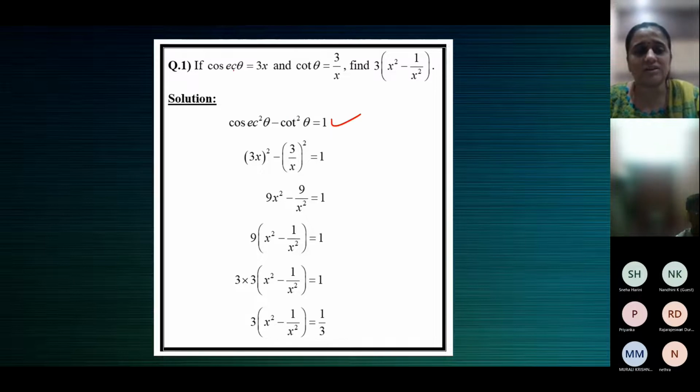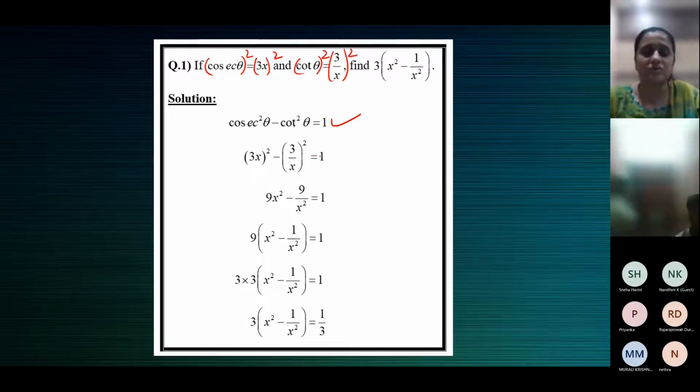Now substitute. What is cosecant theta? 3x. So cosecant square theta is 3x the whole square. I've told you many times that cosecant square theta is nothing but cosecant theta the whole square. So cosecant square theta will be 3x the whole square, minus cot square theta, which is nothing but cot theta the whole square, will be 3 by x the whole square, is equal to 1. So 3x the whole square is 9x square, minus 3 by x the whole square is 9 by x square, is equal to 1.